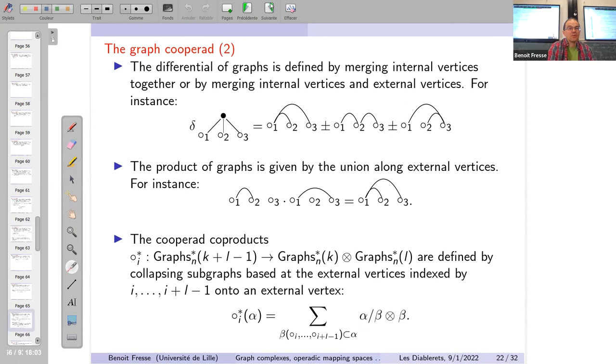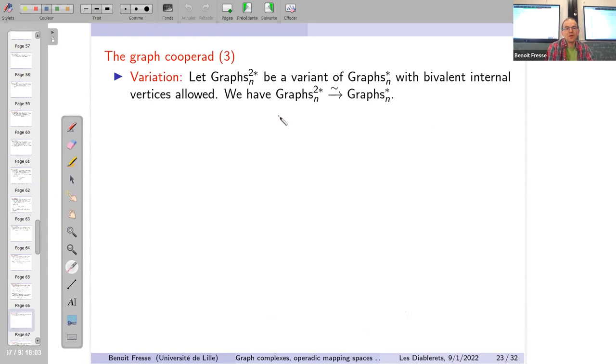And you also have a variant where you allow internal vertices with two incident edges. And this variant is quasi-isomorphic to this Hopf cooperad of graphs.